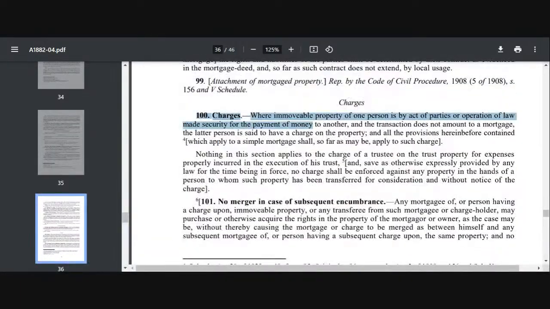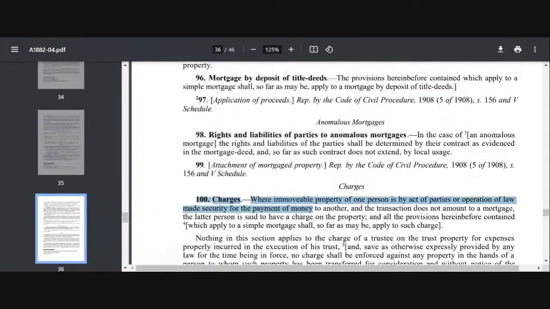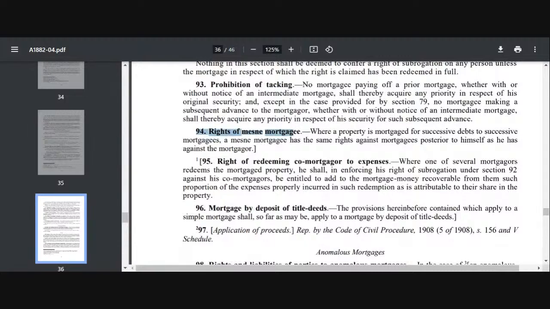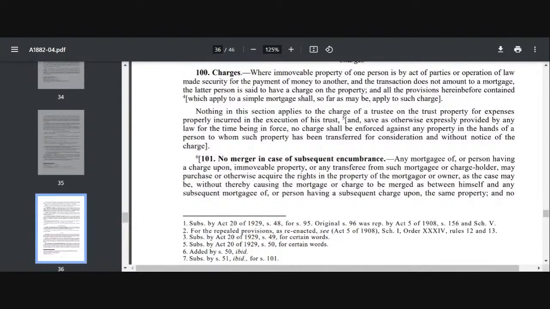Then come to charge. Sections 100 to 104 deal with charge. Now charge means, one thing, redeem up and foreclose down, you will find in section 94. Okay, this concept of redeem up and foreclose down is given in this section, so you should read this also. Charges, if you see, you know what is a charge.